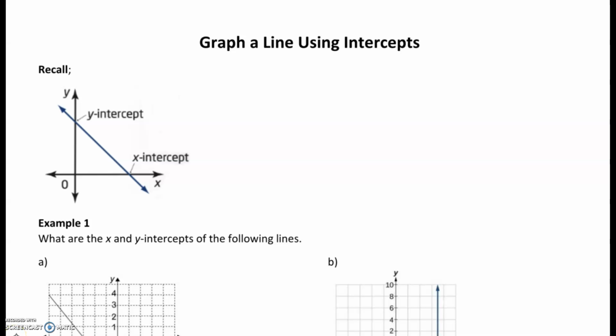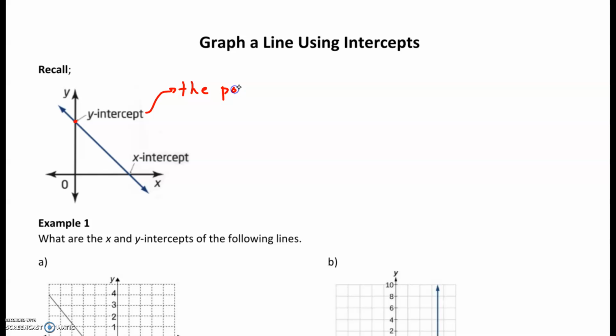This lesson is on graphing a line using our intercepts. So first we're going to remember what the y-intercept is. We've used that in the past. So the y-intercept is the point where the line crosses the y-axis.